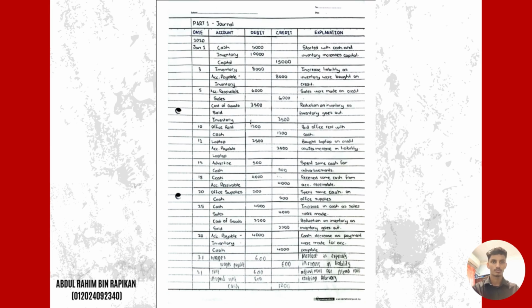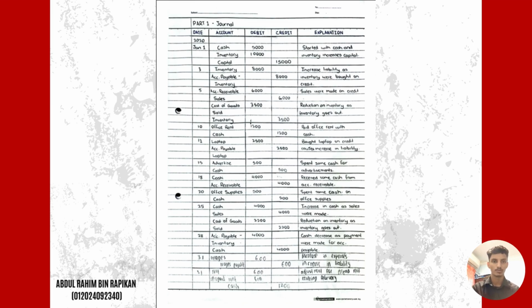Next, going on to the 15th of January, where they spent some cash for advertisement, so it's considered as an expense, so it will be debited, and the cash decreasing, so it will be credited. For the 18th of January, received some cash from account receivable. So when we receive some cash, the cash will increase. There is the receivable 4,000 in cash because we received the cash, so the cash will increase, which is on the debit side. Account receivable will decrease because 4,000 was paid by our account receivable.